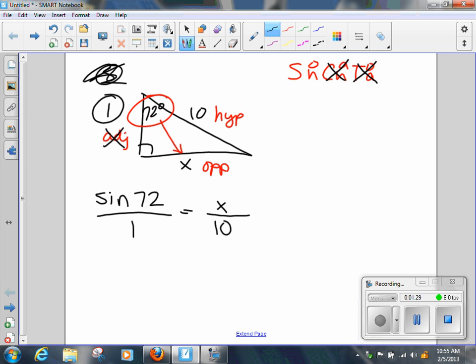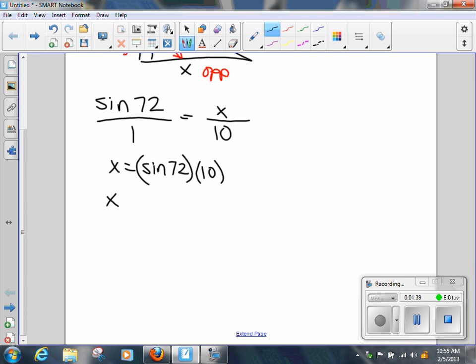And then I cross multiply. Okay? 1 times x is x. And I don't show this in my own work, but to show you guys, I'm going to show this step. Make sure your calculators are in degree mode, and you'll get sine of 72, enter, times 10, enter, and you get approximately 9.5. Okay? Good on that one?